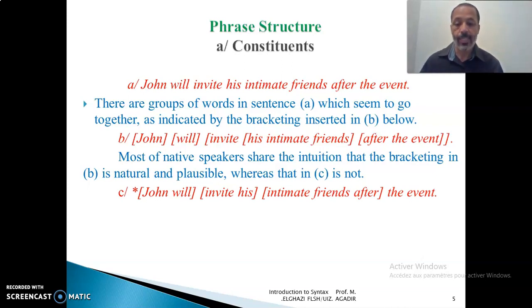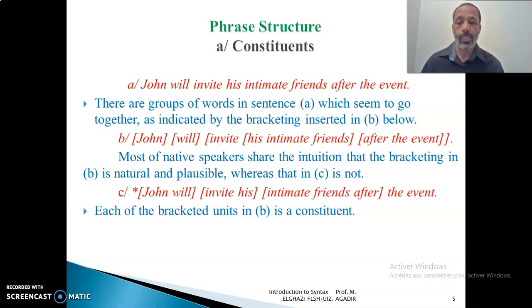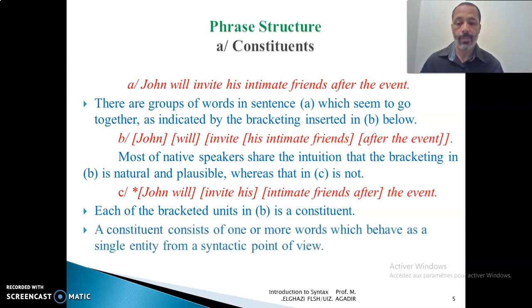So here, as you can see, there is a difference between the bracketing which is done in sentence B and the one which is inserted in sentence C. In sentence B, it is intuitively acceptable. In sentence C, it is not acceptable, and we will see some of the tests of constituency which support the bracketing in B and refute the bracketing which exists in C. So a constituent consists of one or more words which behave as a single entity from a syntactic point of view.